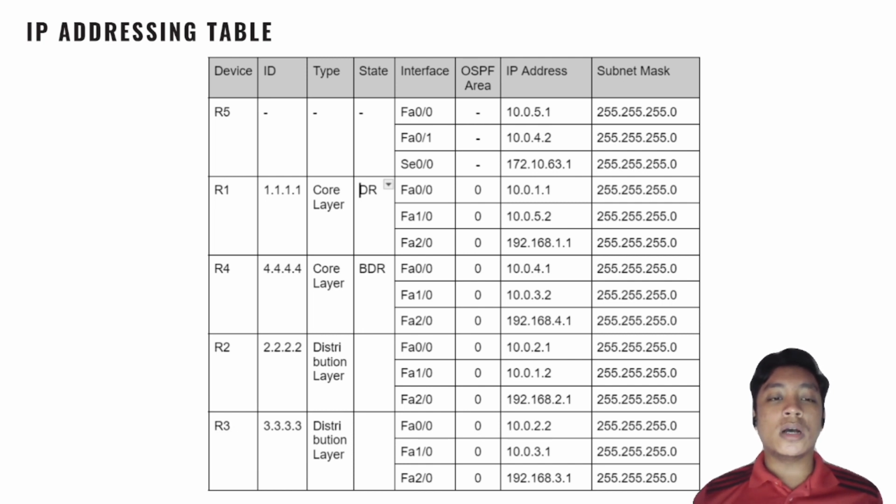So for router 1, the ID is 1.1.1.1. For router 2, the ID is 2.2.2.2. And then router 3, 3.3.3.3. And router 4 is 4.4.4.4. For router 1 and router 4, we use the core layer type, while router 2 and router 3 are the distribution layer type for the two routers.